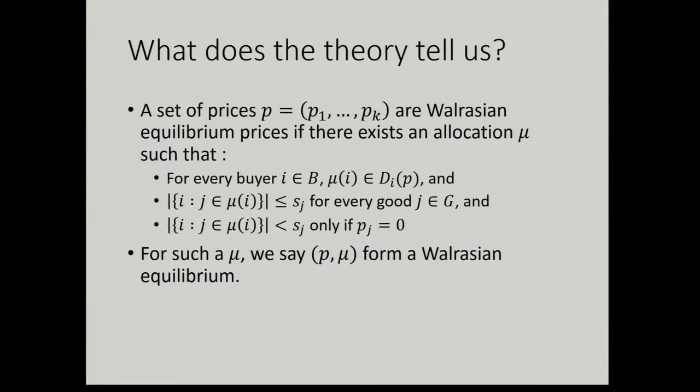And the allocation should actually be feasible. That is, the number of copies of each good that are allocated should not exceed the supply. And finally, the only case in which the number of copies of a good that are allocated can be strictly less than the supply is if the price of the good is zero. If those three conditions are satisfied, then we can say that the price vector, together with this allocation, form a Walrasian equilibrium.